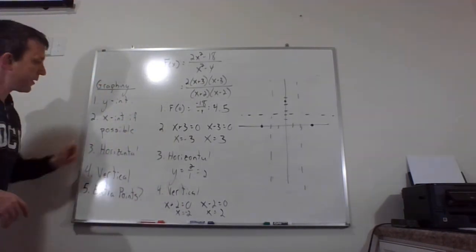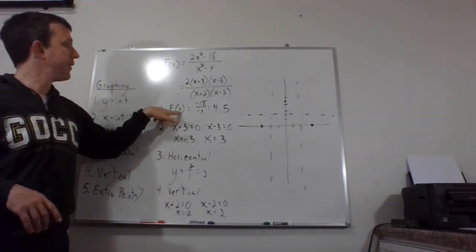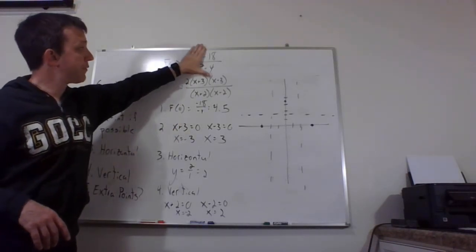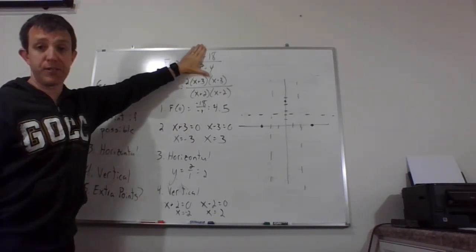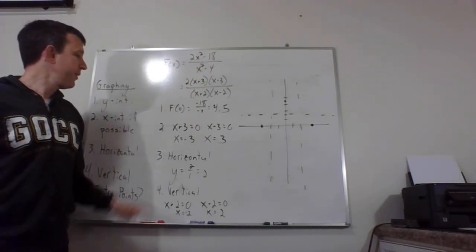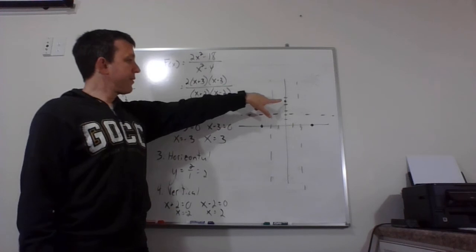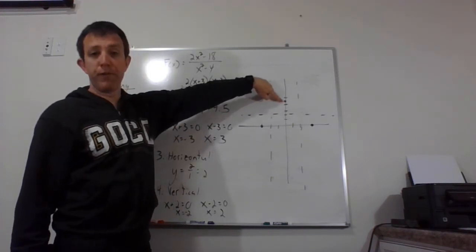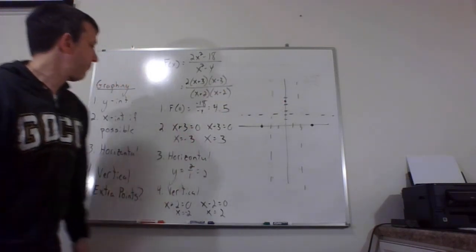So then I'm going to run through my list. Step 1, I plug in 0. I'm going to use the original form because that just makes those x terms drop out. We get negative 18 over negative 4, which is 4.5. So that's my y-intercept. And you'll notice I put a point over here at 4.5 on the y-axis.